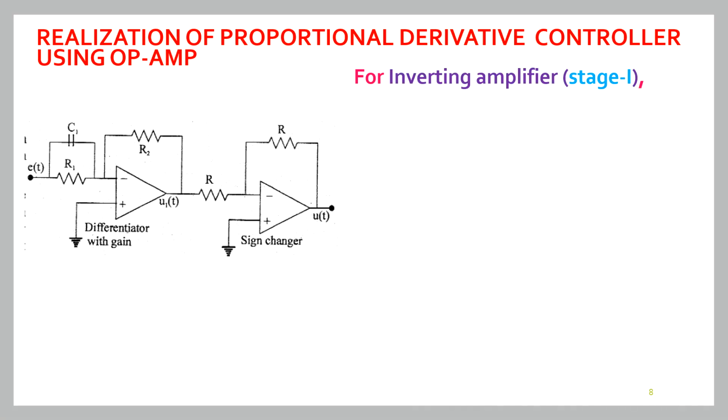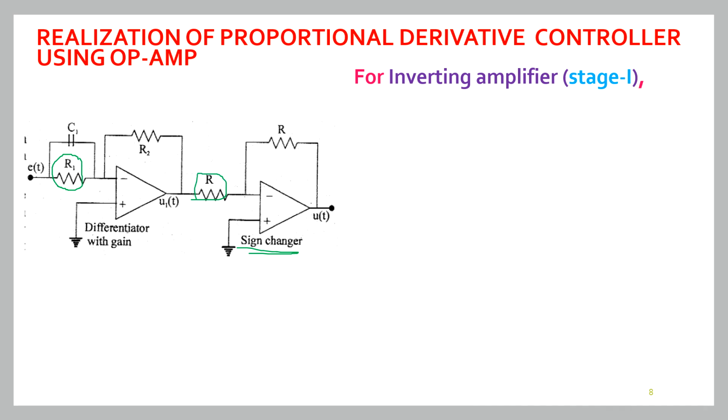So you can look at the circuit. Here, to the original capacitor, an additional resistor is now connected in parallel. So now we have two resistances and a capacitor. As it is an inverting op-amp circuit, the first circuit will produce a phase shift. To compensate for the phase shift, we have introduced a sign changer.